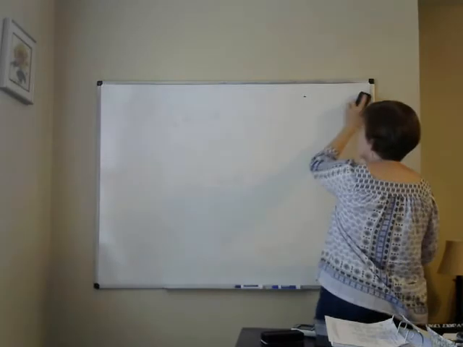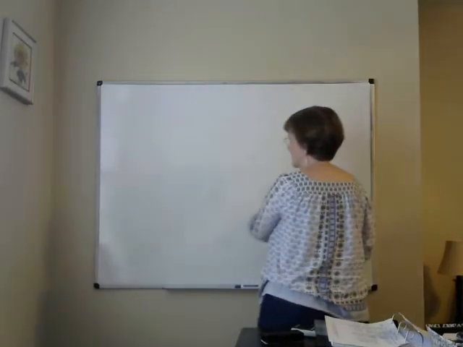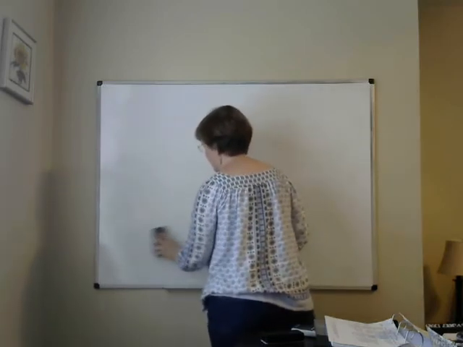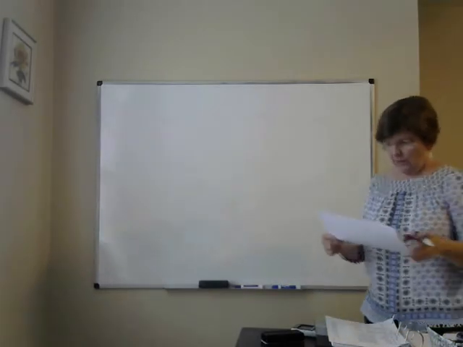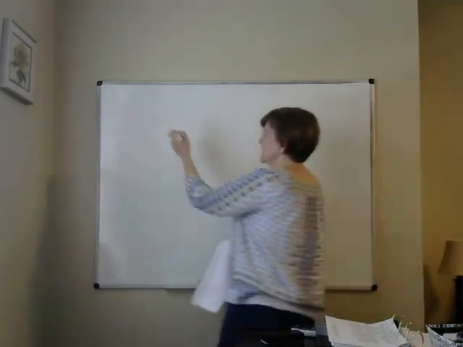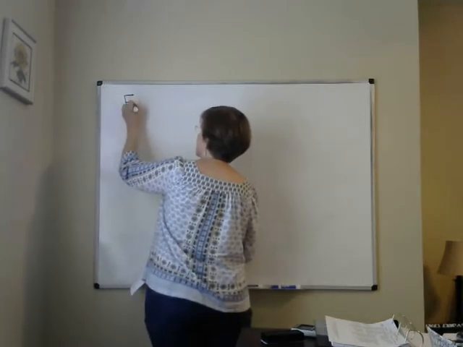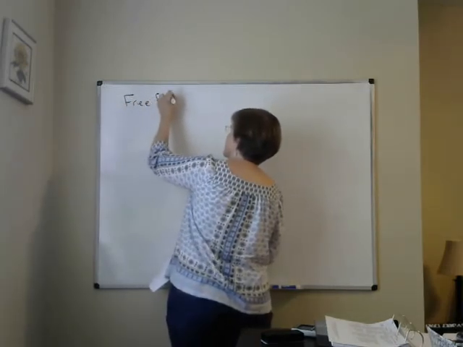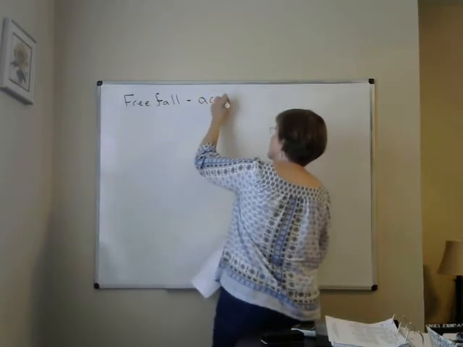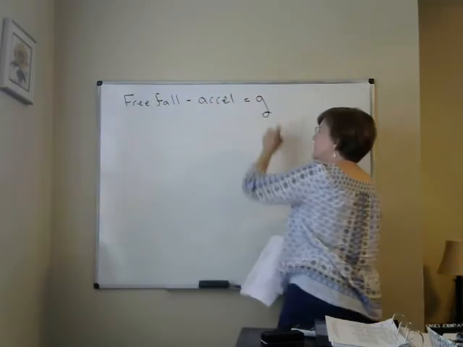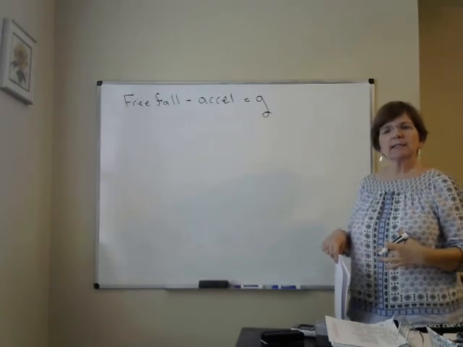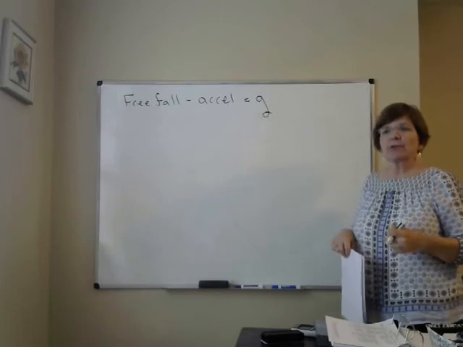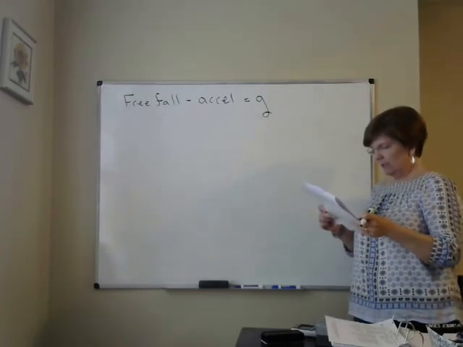We talked about free fall in chapter 3. We just want to talk about it a little bit more. When an object's in free fall, the acceleration is g. When something's in free fall, we can totally ignore air resistance or any other type of frictional force. It's simply falling because of the force due to gravity.